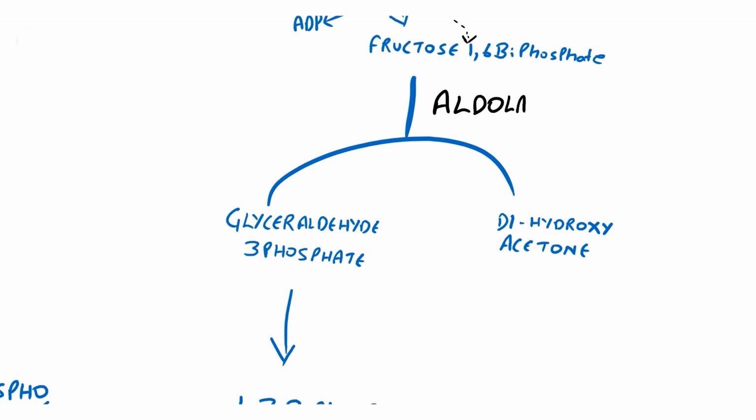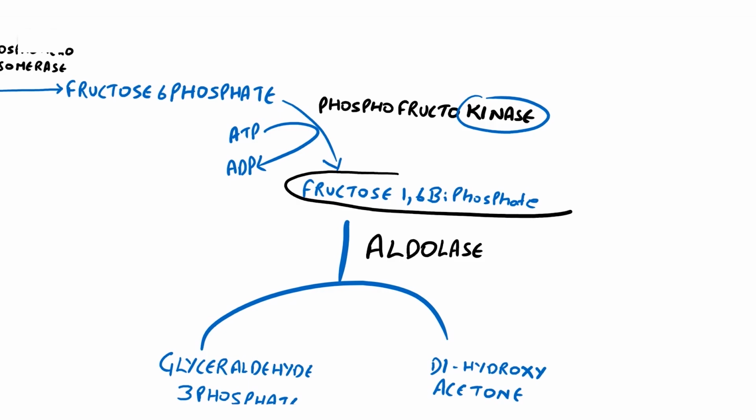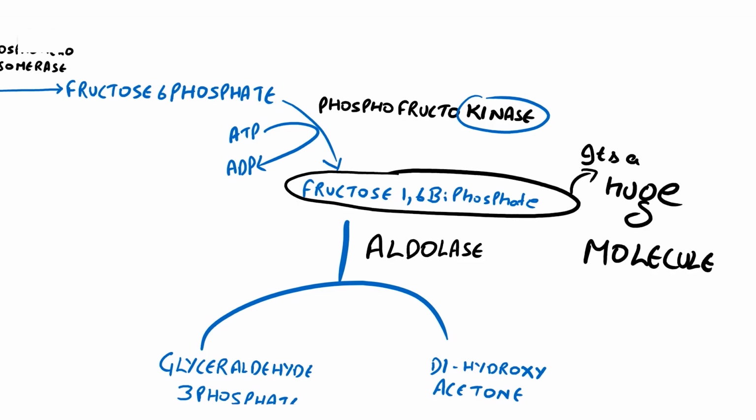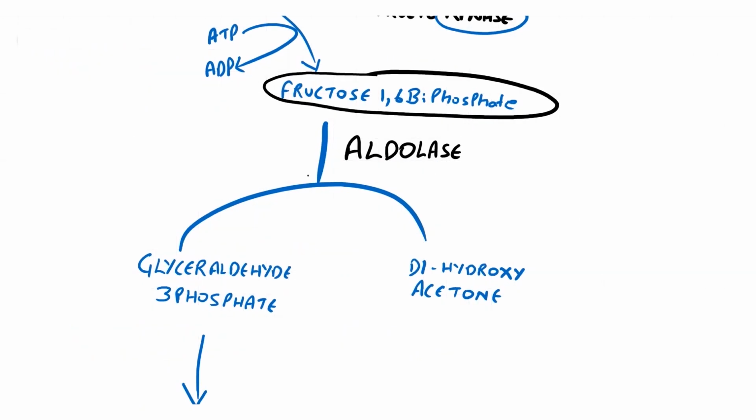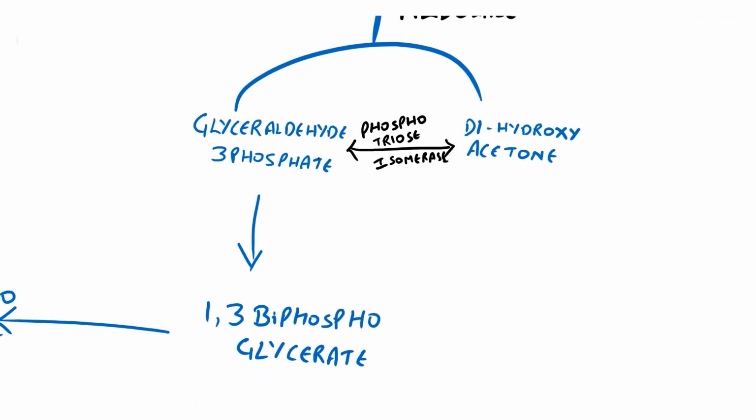Now aldolase. This enzyme acts on this huge molecule fructose 1,6 biphosphate. It's a huge molecule and it breaks down this molecule into glyceraldehyde 3-phosphate and dihydroxyacetone. Again these both are isomers, so the enzyme phosphotrioisomerase. Remember that, phosphotrioisomerase. Right. So next, glyceraldehyde 3-phosphate.